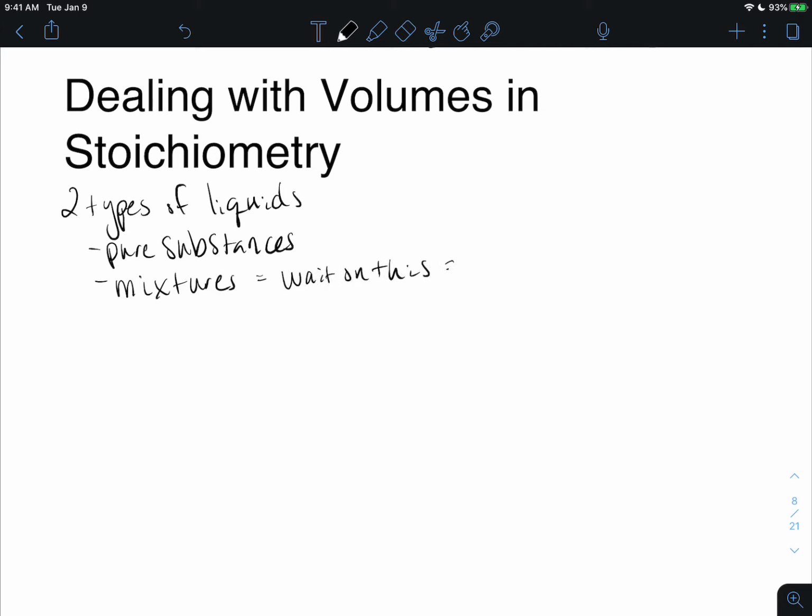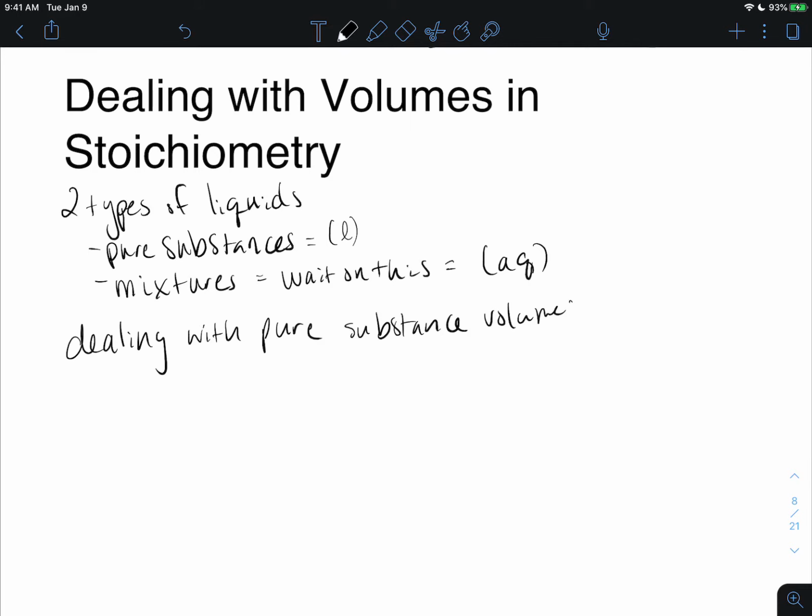But these are going to be the ones that are shown with AQ. AQ indicates that you have something dissolved in water, and that's usually the only type of mixture we deal with when we're talking about stoichiometry. And then our pure substances, these are going to have the L in the chemical equation. And when we're dealing with pure substance volumes in stoichiometry, we need to get this into a mass.